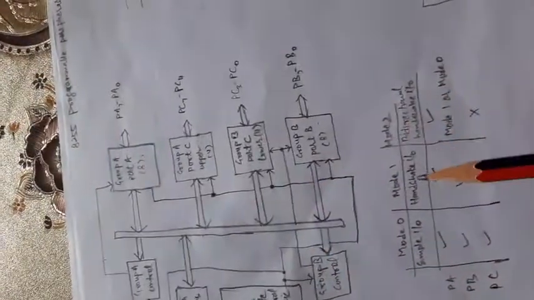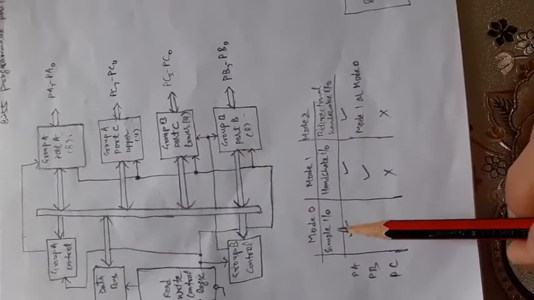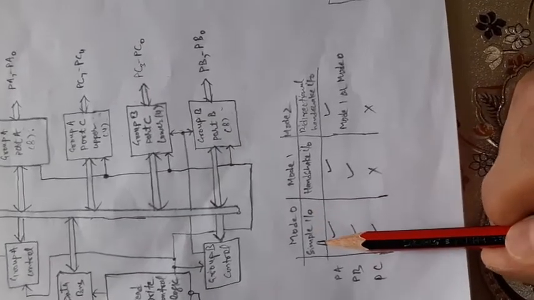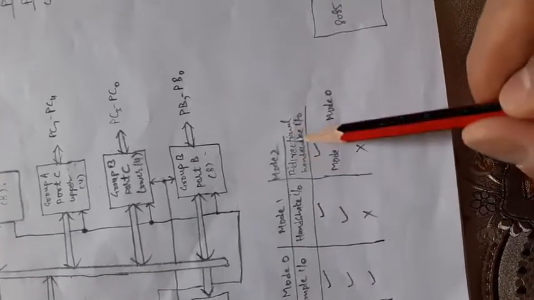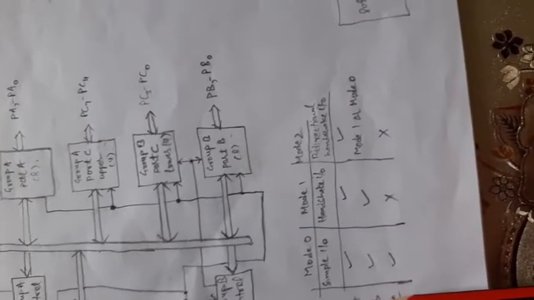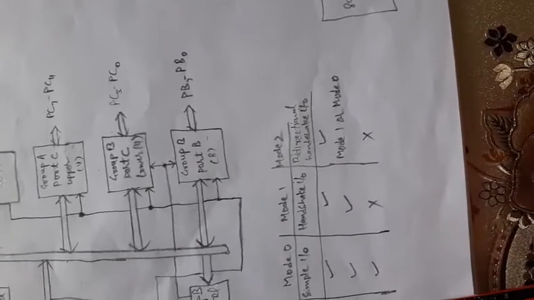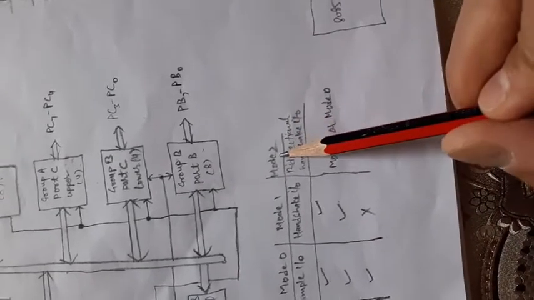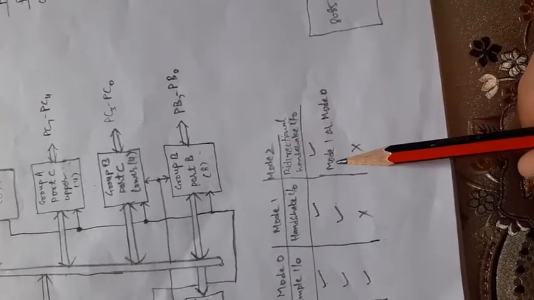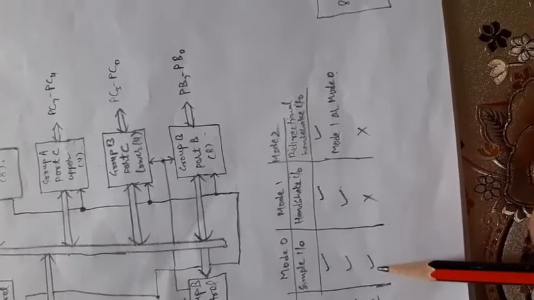Now the question comes, why has port C been divided into 2 parts? For that, this 8255 works in 3 modes. Mode 0, also called simple IO, mode 1, also called handshake IO, and mode 2, called bidirectional handshake IO. Port A will work for all 3 modes: mode 0, mode 1 and mode 2. Port B will work for mode 0 and mode 1 only. Whenever port A is in mode 2, port B will be in either mode 1 or mode 0. And port C will work in mode 0 only.